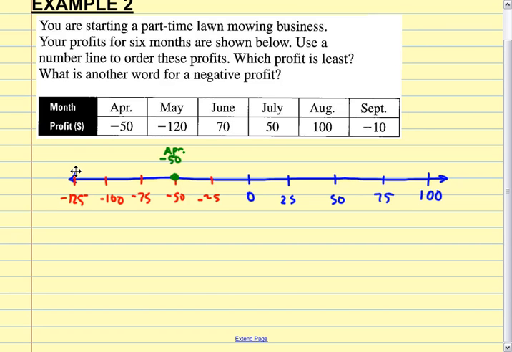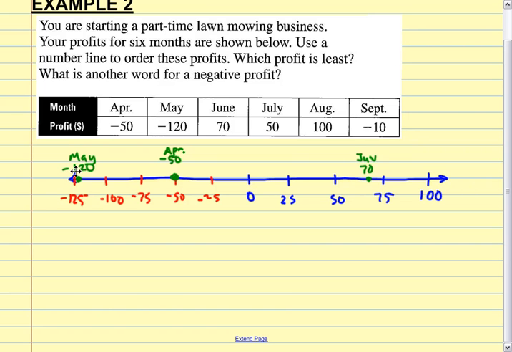Where do I put the next one? Where do you think, Aiden? 120. Now, that's close to 125. So I'm going to put the dot right here, and I'll put May, and it's negative 120. Okay? Where do I put June? Vivian? At 70. Would you agree that's about right here? Yes. Is that about right? So that's 70. We'll say that's June.